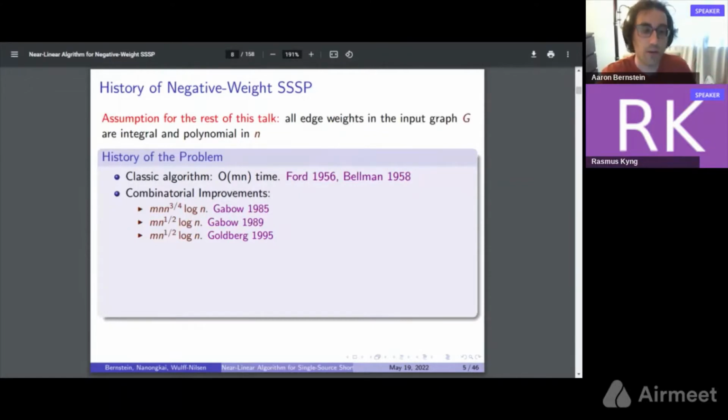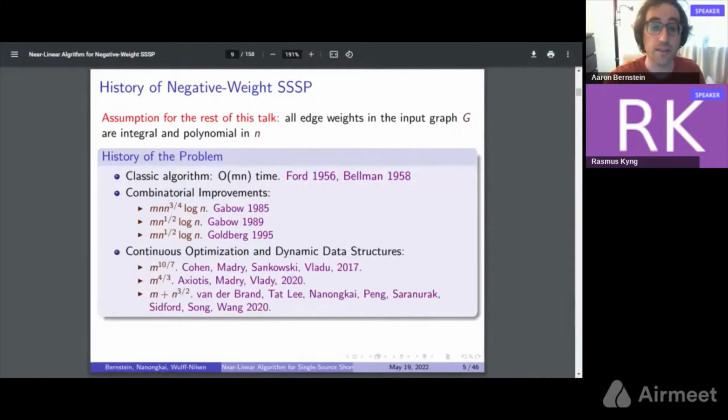And for a long time after this, people were stuck. People kept working on this problem, wondering if m root n is the best, but all progress seemed to stall for many decades until extremely recently. There is a new series of results that managed to break through this barrier, first for sparse graphs and then for dense graphs. This is based on an entirely different set of techniques that uses continuous optimization. And the most recent, most efficient ones are also using a lot of dynamic data structures, such as dynamic expander decomposition.